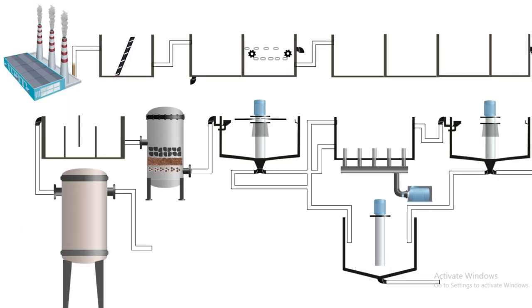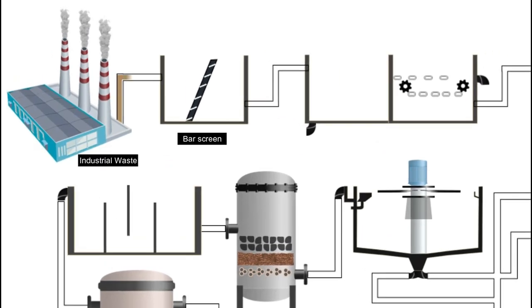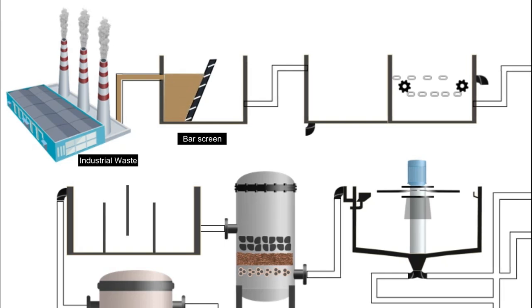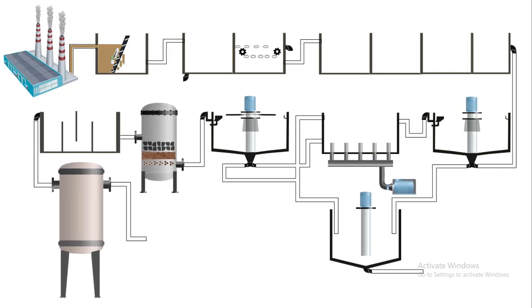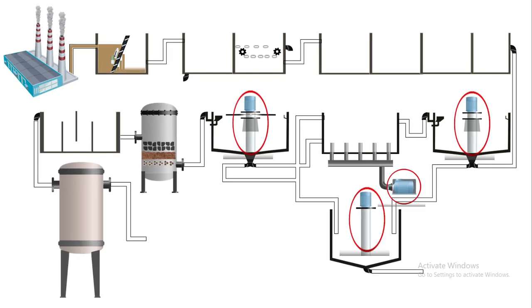The process begins with the bar screen, which acts as the first line of defense in the treatment plant. It consists of metal bars placed across the flow channel to trap and remove large floating materials such as plastics, rags, and wooden pieces. This simple but essential step protects pumps, valves, and downstream equipment from damage and ensures a smooth flow of wastewater throughout the system.